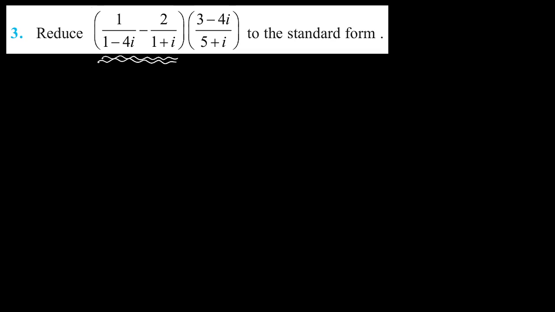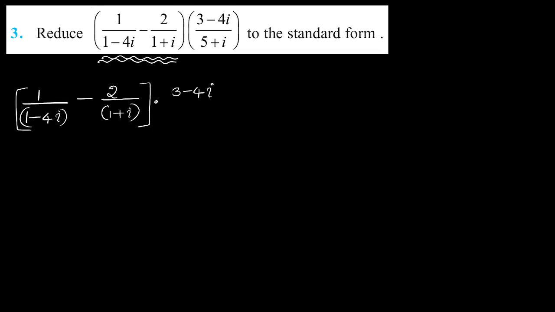This expression is, let me write the question once again. 1 by 1 minus 4i, minus 2 by 1 plus i, into 3 minus 4i divided by 5 plus i. Let me simplify this expression.